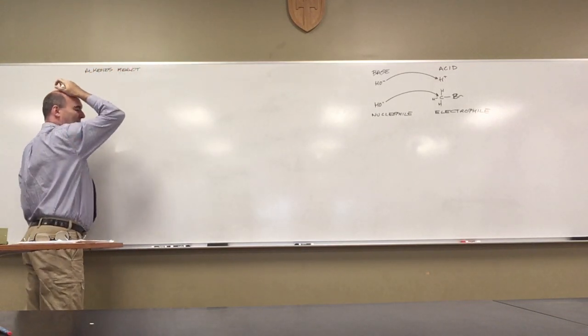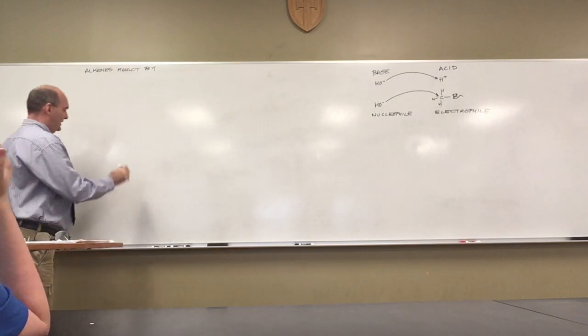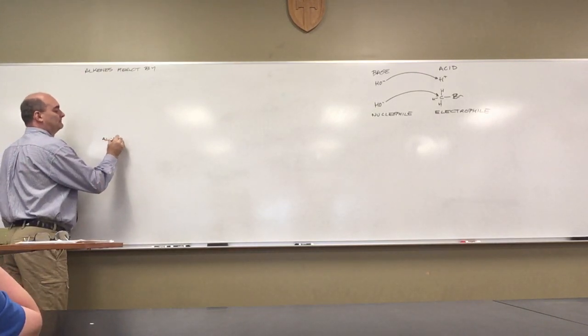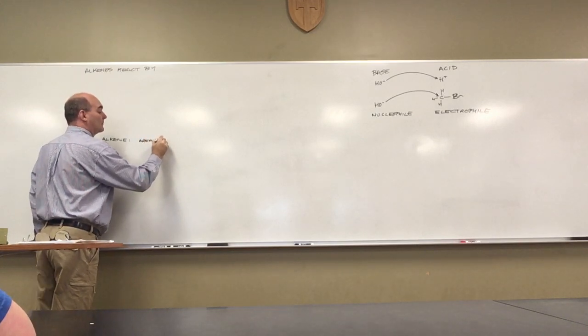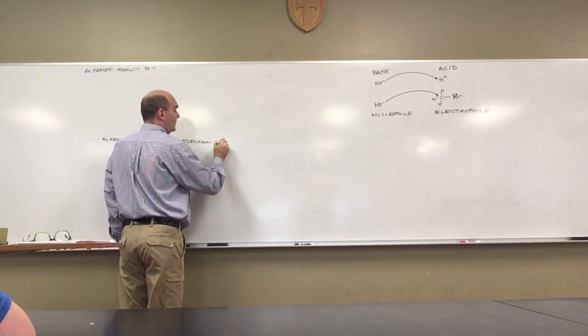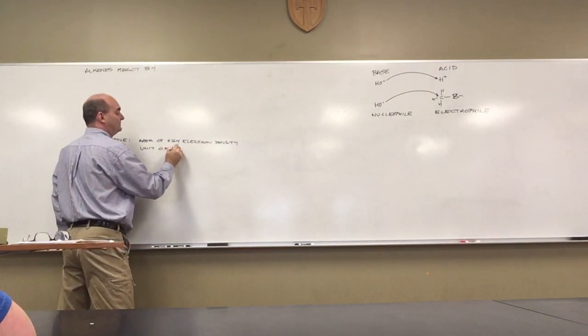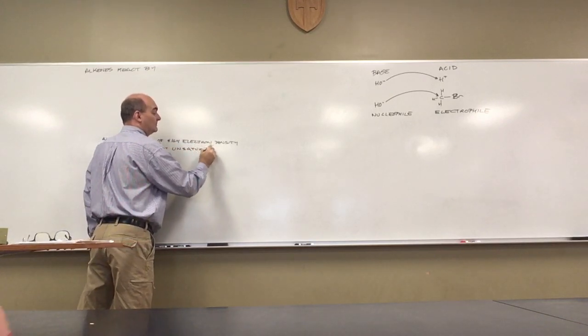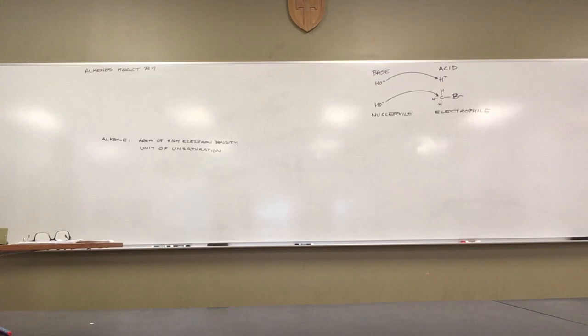Okay, so alkenes are going to react by this generic reaction. Alkenes, let's make a note. That's an area of high electron density. And it has a unit of unsaturation. That's all I need. Those two pieces of information tell me which of the 5 mechanisms I told you about, whatever day that was, Monday, which of the 5 mechanisms I'm going to do.